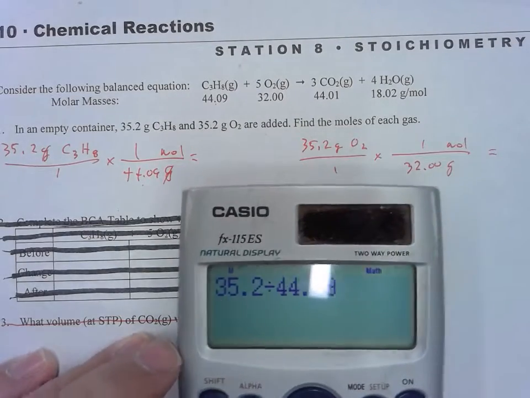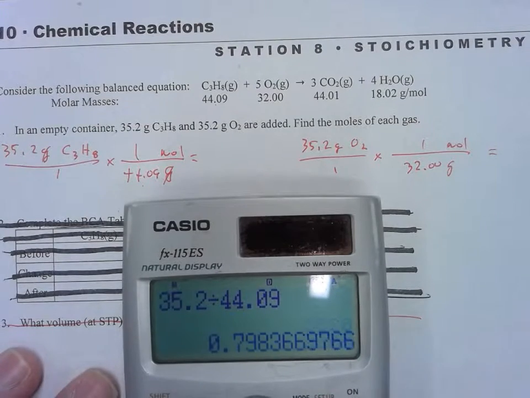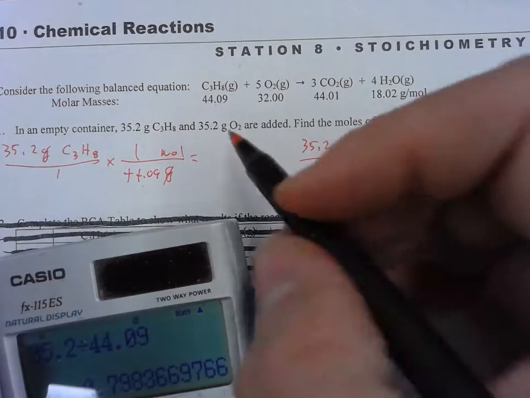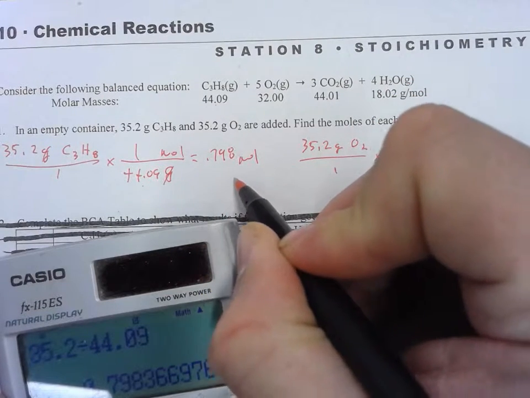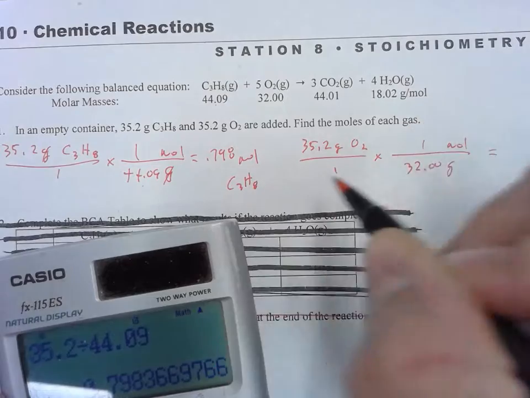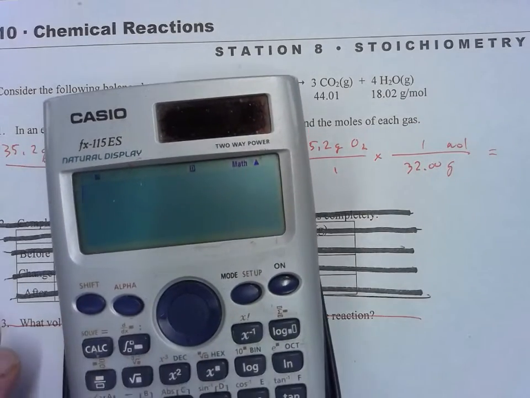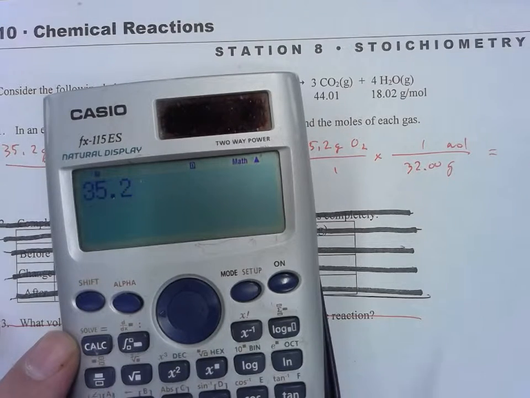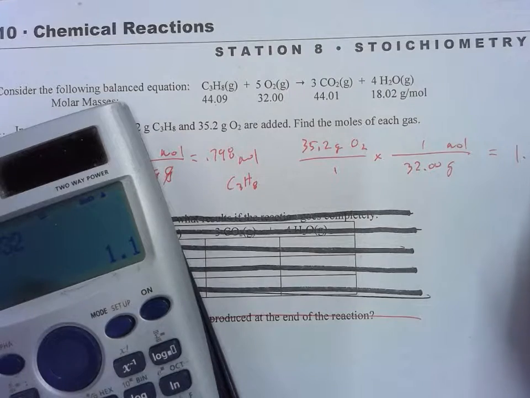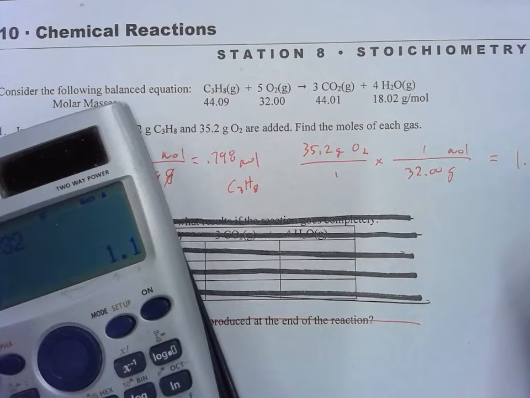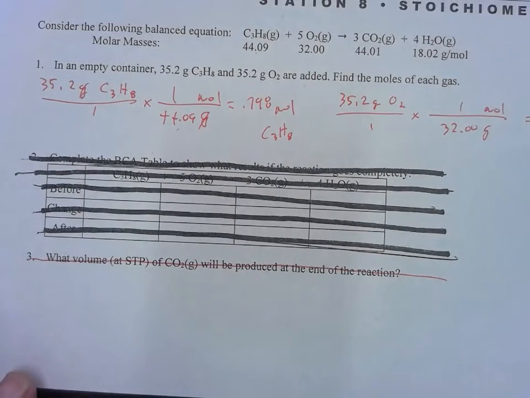35.2 divided by 44.09 gives you a total of 0.798 moles C3H8, and 35.2 divided by 32 is going to be about a mole, but we'll go ahead and do that anyway. 1.1 moles of O2. What volume at STP of CO2 will be produced at the end of the reaction?